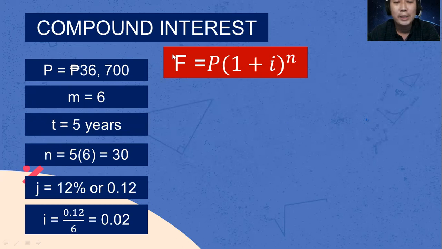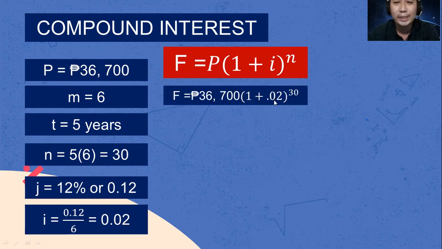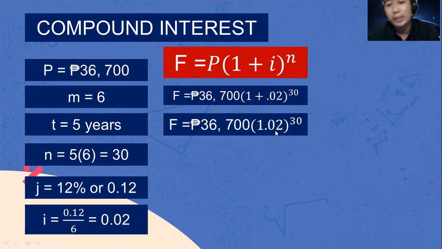So we are going to determine first the final value. Let's now substitute the given on the formula. It goes like this. Principal value is 36,700. The value for I is 0.02. Then the value for N is 30. First step, we are going to add this one. 1 plus 0.02. That is 1.02. Again, add 1 plus 0.02. That is 1.02. The second one, we are going to raise 1.02 by 30.